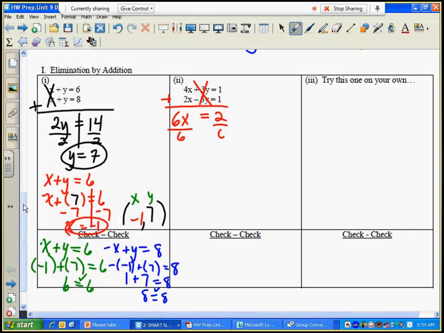Some of you guys are already thinking, wait, this is not going to be a whole number. That's okay. We're going to end up getting a fraction. I know, 2 divided by 6 is just 1 over 3, or 1/3. That is the first part of our ordered pair.